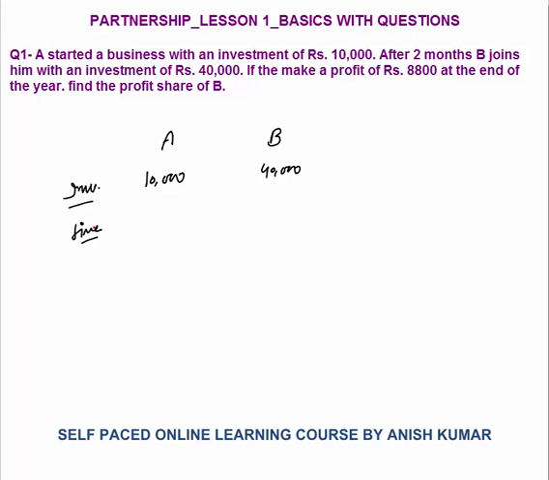What is the time period? A started the business. It's nothing like given that A left the business. So it means that at the end of the year the profit is 8,800. It means that A's money was there in the business for 1 year, or we can say 12 months, because nothing is given like A left the business. It's only given that at the end of the year the total profit. So we will assume that A was there in the business for 12 months. After 2 months B joins, so it means that B was there in the business for 10 months. When A started the business, let's say in January, we will assume that B joined in March.